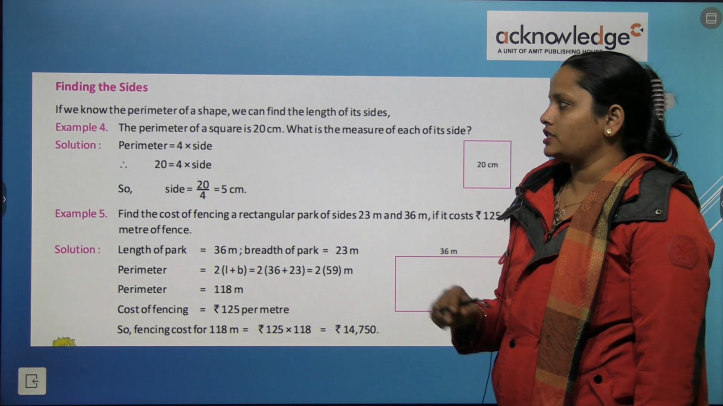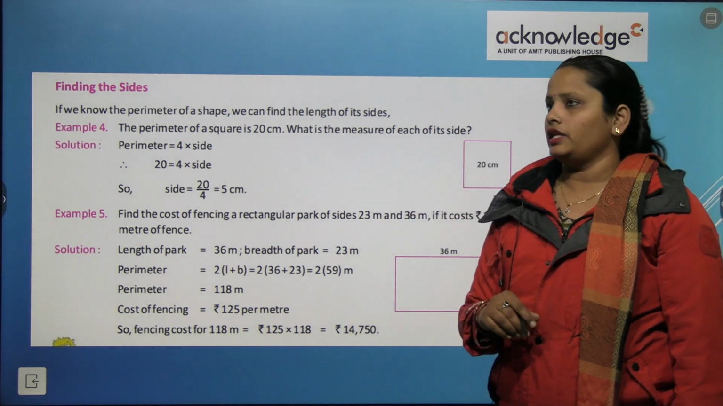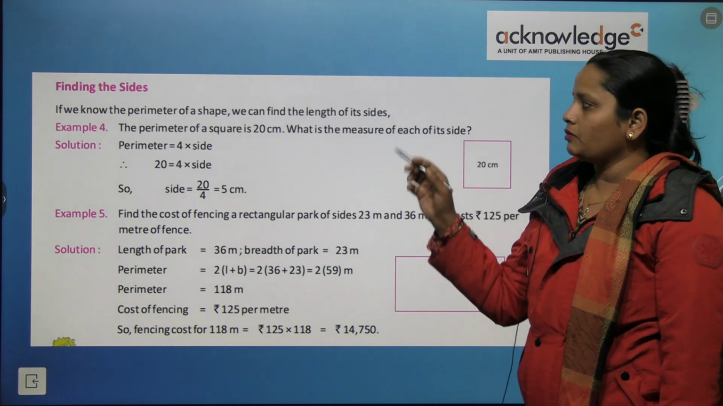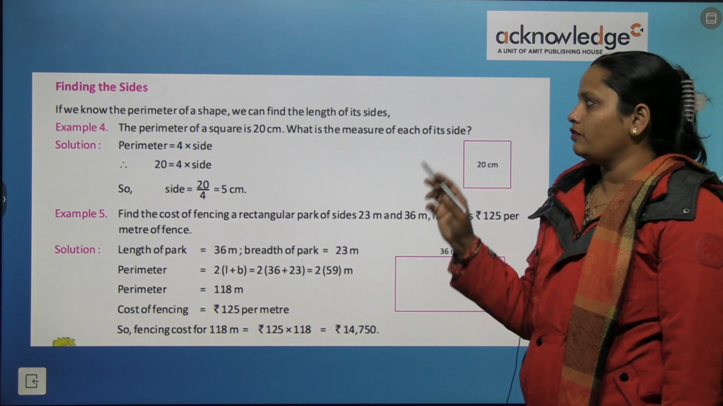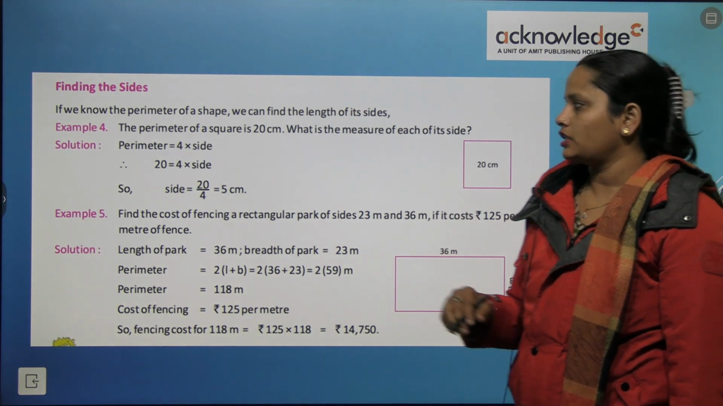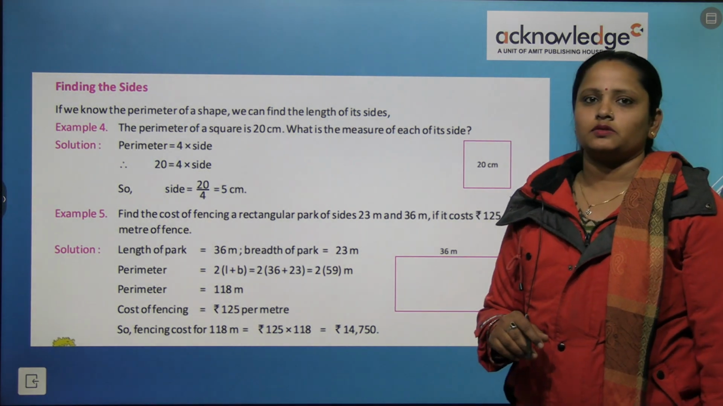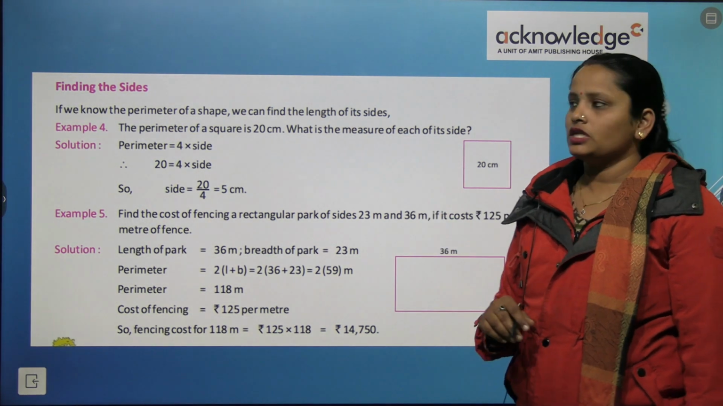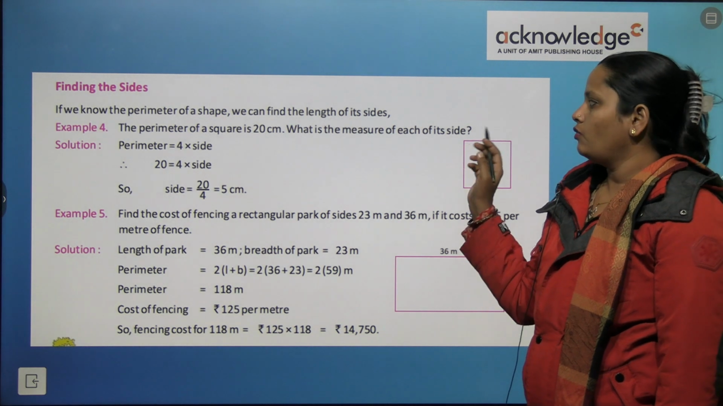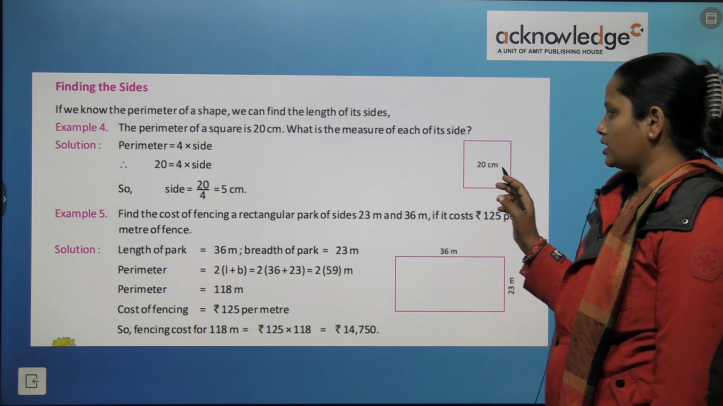Finding the sides. If we know the perimeter of a shape, we can find the length of its side. Here the example is: the perimeter of a square is 20 centimeter. What is the measure of each of its sides?